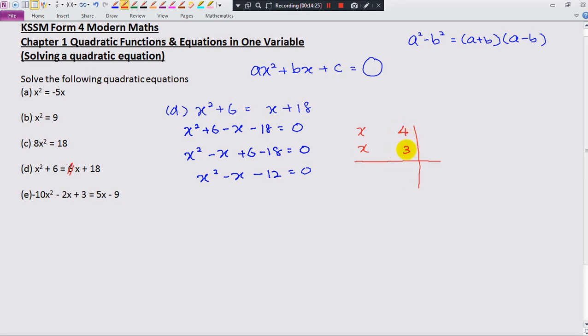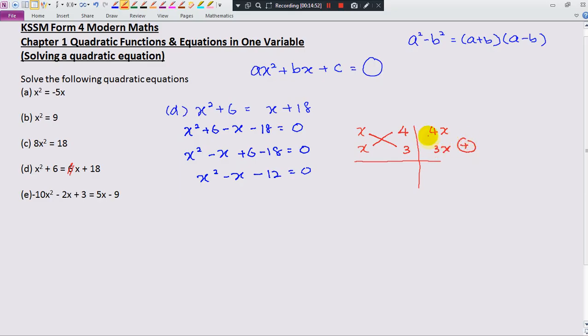These two multiplied together, you will get negative 12. One of them must be negative. So normally I will not fill in the sign first. I will not fill positive or negative here. I just do the cross multiplication first. x times 4, 4x. x times 3, 3x. So back here you have to add.